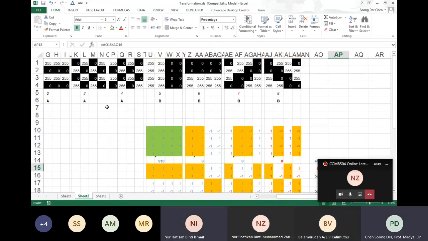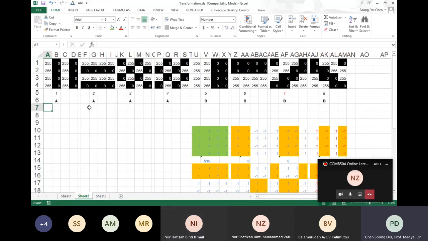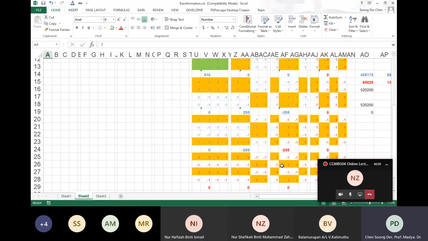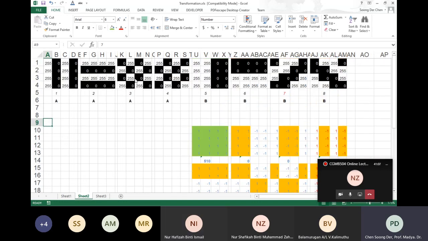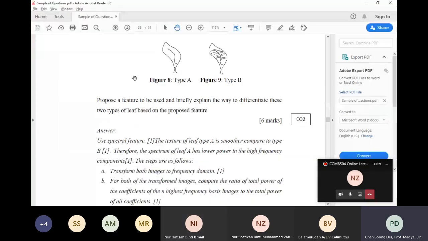So you can play with this example later on. This is where you can enter the number, which pattern you want to choose, so that you can see the results of the transformation, so that you don't have to do it manually. So that's basically about the spectra features.